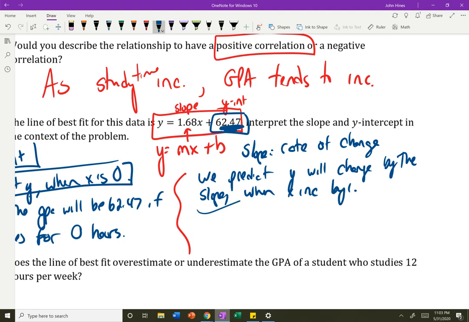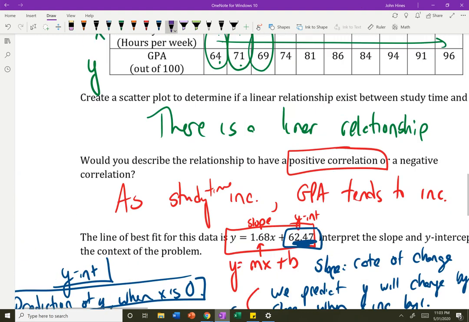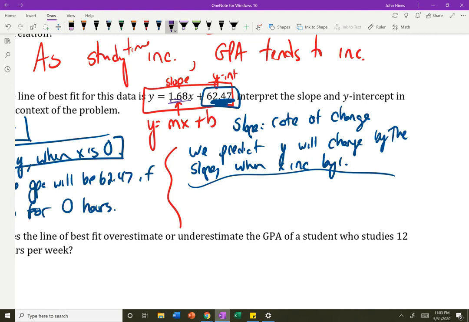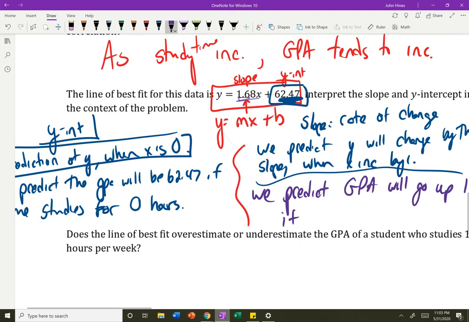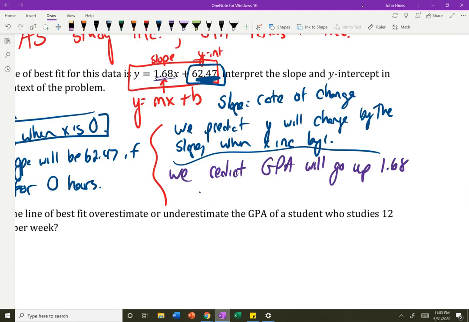So what does that mean? Let's go to the context of the problem here. We predict y will change by the slope. So what's y? GPA. And it's going up how much? That much. So we predict GPA will go up 1.68 when x increases by 1. We predict that GPA will go up by 1.68 points for each additional hour of studying.